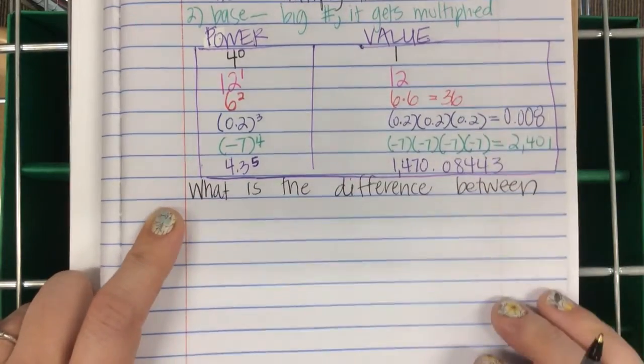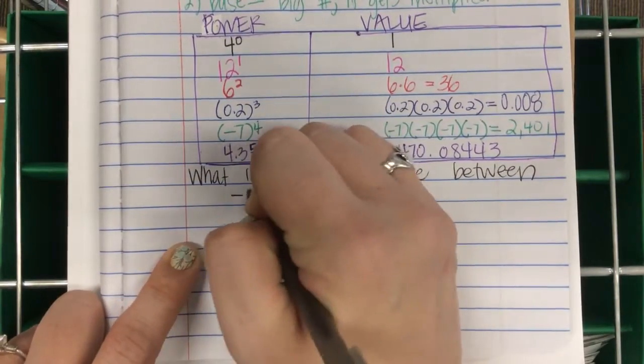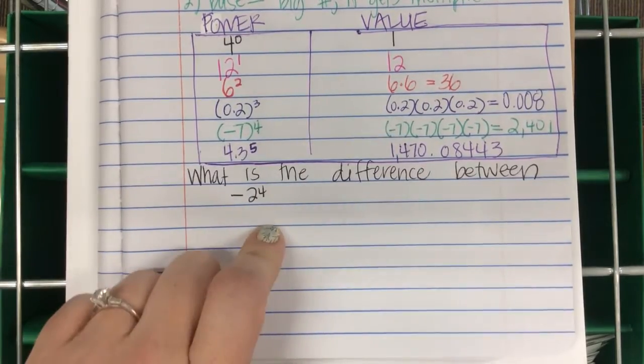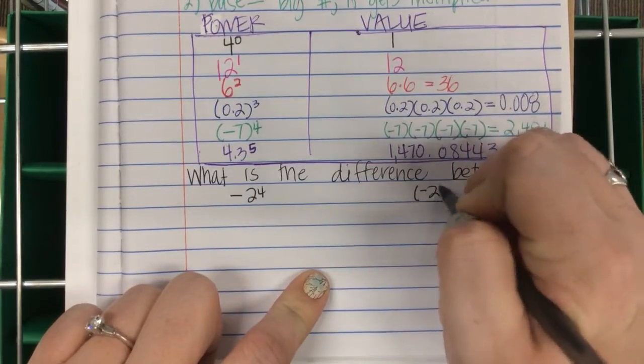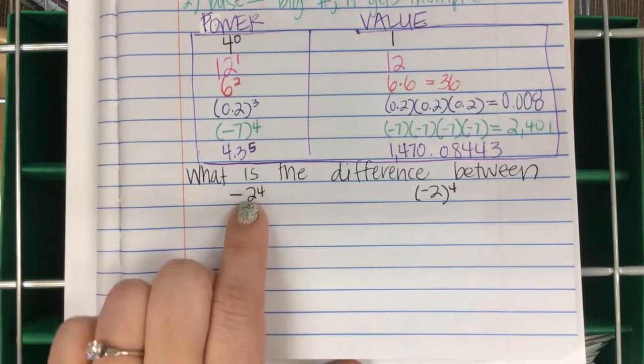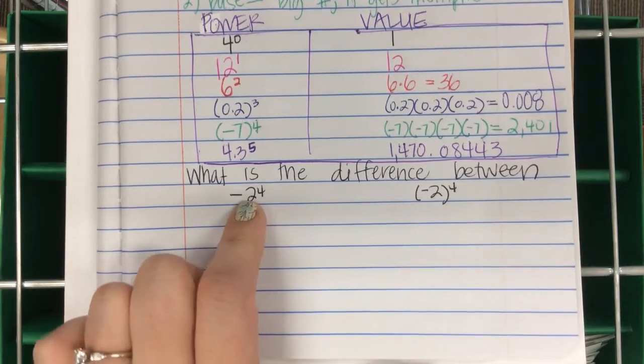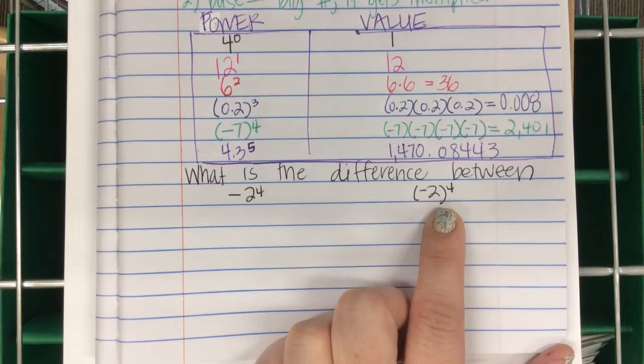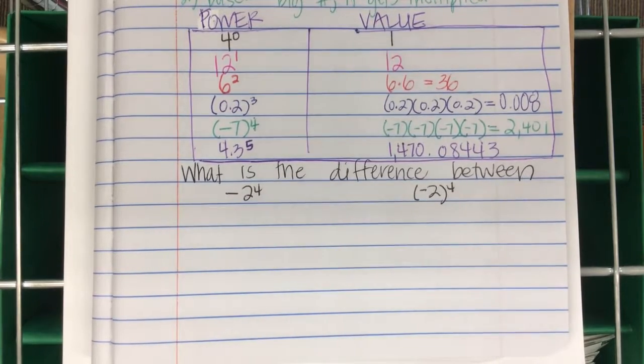What is the difference between negative 2 to the 4th and negative 2 to the 4th? Because if I read them out loud to you, negative 2 to the 4th, negative 2 to the fourth, they're not any different. They're the same, right?